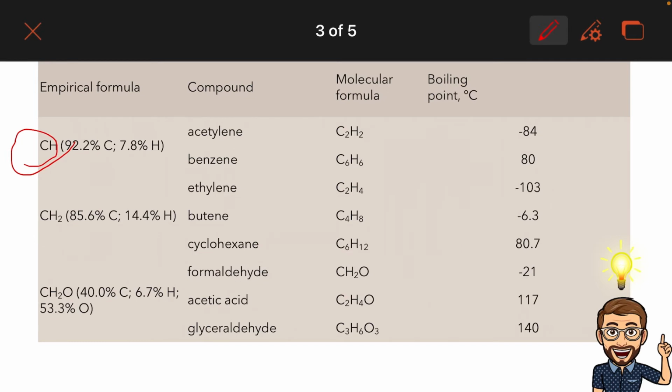For the empirical formula CH2, so 1 carbon, 2 hydrogens, we have butene, cyclohexane, and formaldehyde, which are pretty different compounds, but same empirical formula. CH2O, this is a good one, where for every 1 carbon, there are 2 hydrogens and 1 oxygen. This is what most of your carbohydrates have. Most of your sugars have this. So acetic acid and glyceraldehyde also have this same thing.